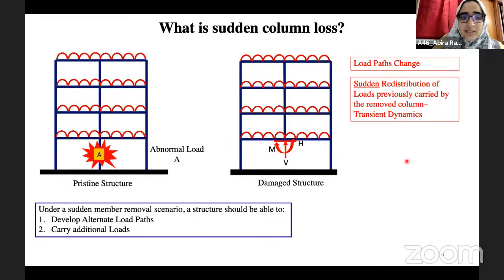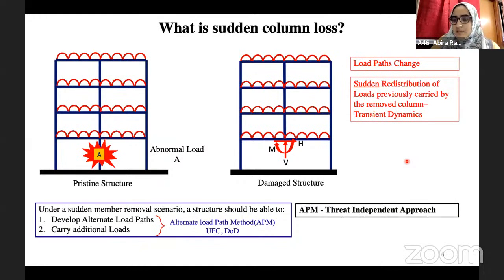So what we expect under a sudden column removal scenario is that my structure should be able to develop alternate load paths, and it should be able to carry the additional loads, and this kind of forms the whole philosophy of design against disproportionate collapse. It's also known as alternate load path method, as mentioned in the codal provisions like UFC and DOD. This alternate load path method is also known as threat independent approach, because we are not really modeling the threat, but we are just dealing with the consequence of that threat and how it affects the response of the structure.